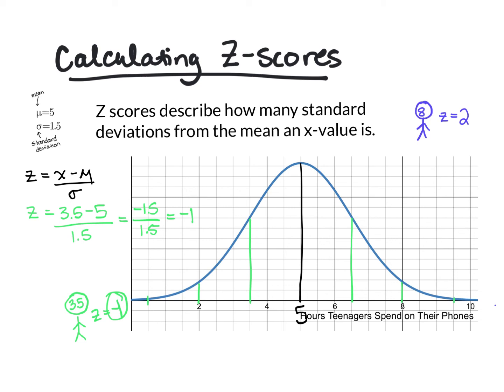If you had somebody who had a slightly more complicated z-score, so let's say somebody who spent exactly 7 hours on their phone, so they've got 7 here, it's going to be the exact same thing. Their z-score is going to be equal to their score, which is 7, minus the mean, which is 5, divided by the standard deviation, which is 1.5. So you would get 7 minus 5 is 2, divided by 1.5. And if you want to, by all means, you can use a calculator for this. You're going to get their z-score is about positive 1.3 repeating.